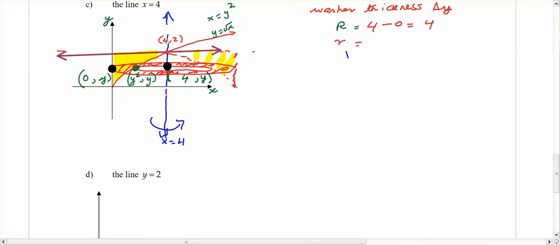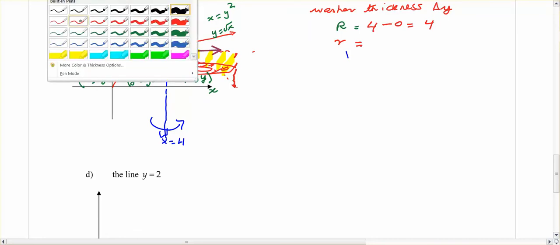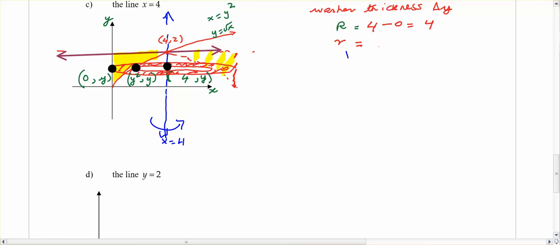Little r is going to be the distance again from the center. It's not between the rims. Between the center and the inner rim. So that's going to be given by the center had an x of 4. The inner rim had an x of y squared. So we're ready to go. The rest is just plug and chug.